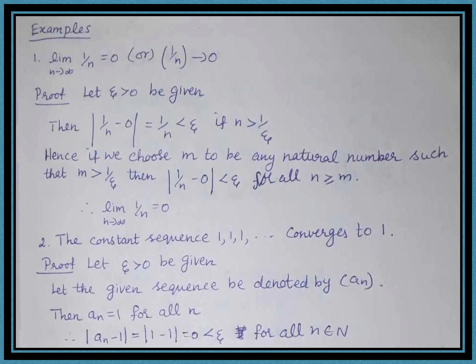As per the definition, we are going to select a small positive value epsilon greater than 0. So let us take the sequence an. Sequence an takes the value 1 for all n values. So we take absolute value of an minus the limit value 1. An is always 1. Therefore, absolute value of 1 minus 1, that is equal to 0, is less than epsilon for all n belonging to the natural numbers. Therefore, we have proved that 1 is the limit of this sequence.